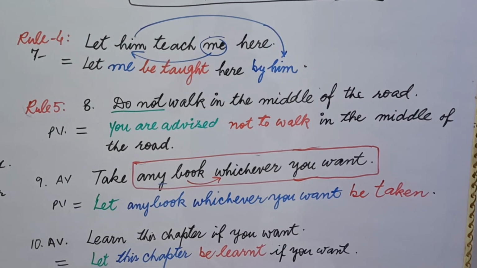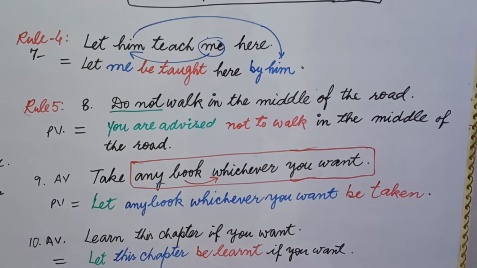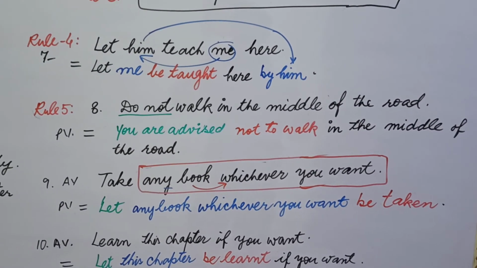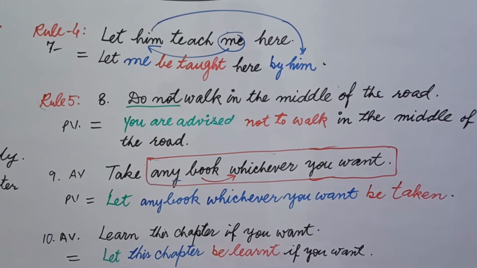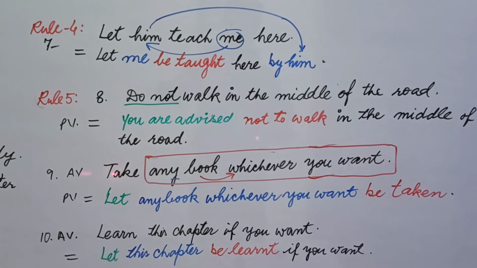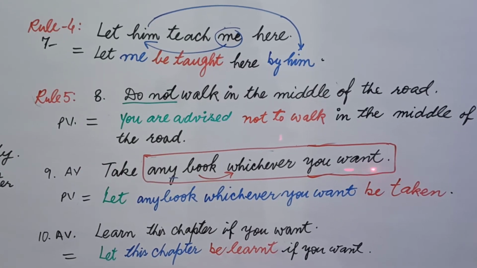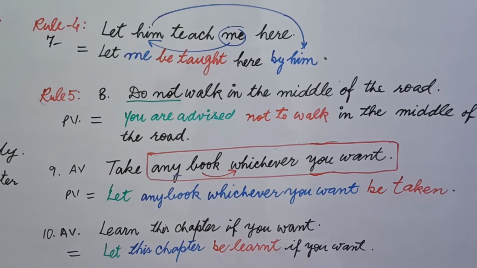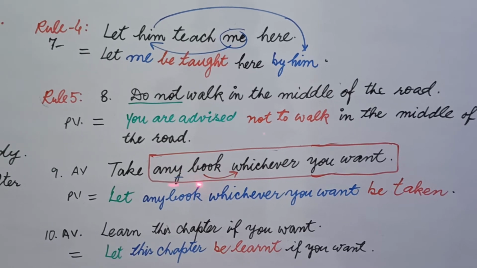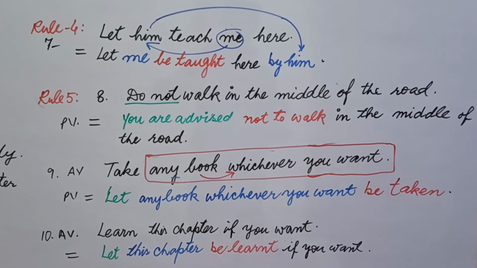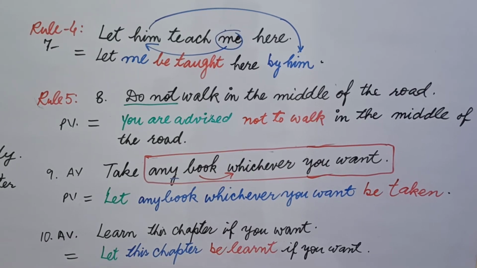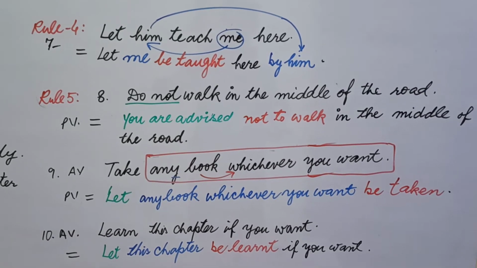In example number 9, take any book whichever you want. This sentence is based on an adjective clause. This is a clause. Now the first form is take and second is want, and your object is any book. Any book is related with whichever, and whichever is connected to you want, and whichever you want is the quality of the book, that's why it is an adjective clause.